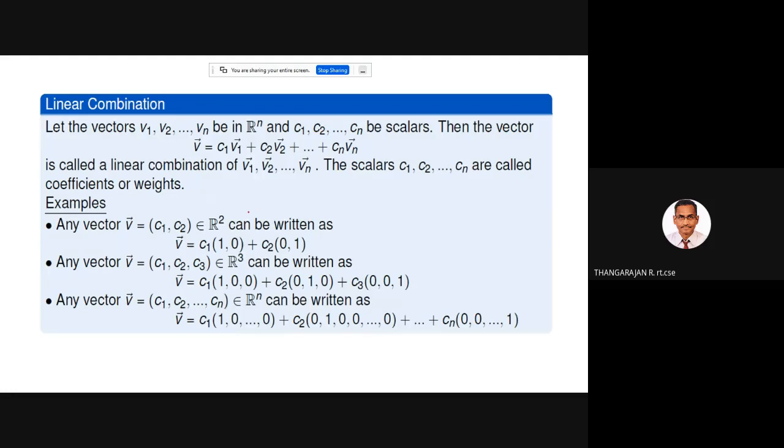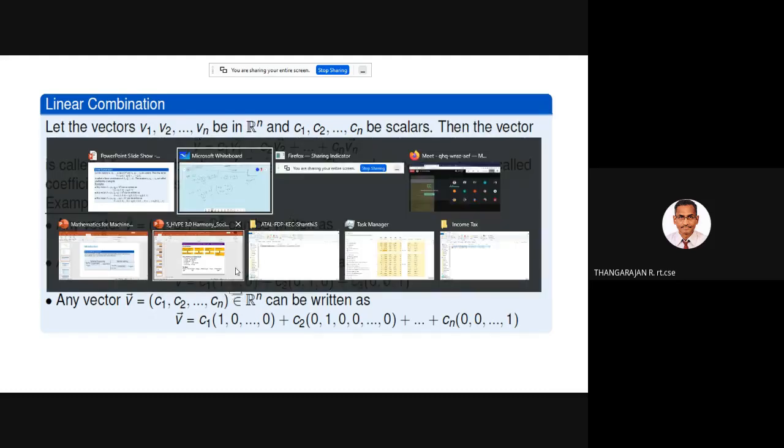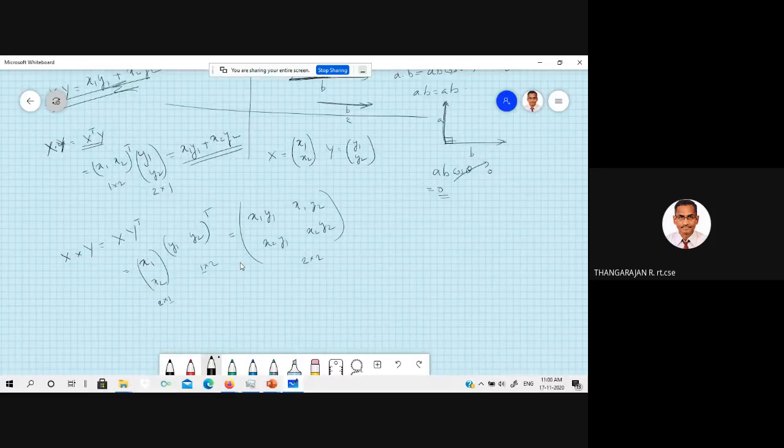As I told you before, you can write any vector v. Suppose you have two bases, two axes. This is one axis, this is another axis, in a two-dimensional setting. In that case, I can write my vector v as a linear combination of these axes. So I can have innumerable vectors.